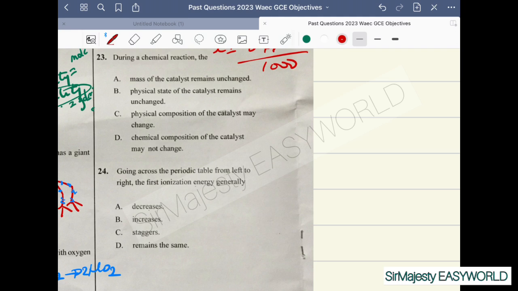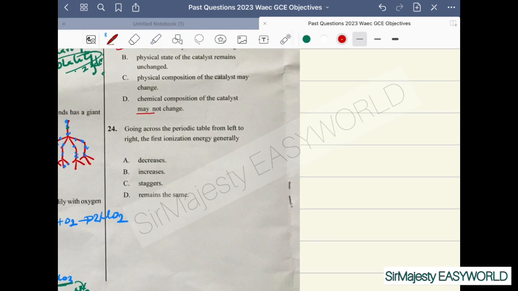So, they said during a chemical reaction, the mass of the catalyst remains unchanged. This one that they put "may" here, they shouldn't use "may". The thing that should be correct is that the chemical composition of the catalyst will not change, not "may not change". So because of that, A is the correct answer.